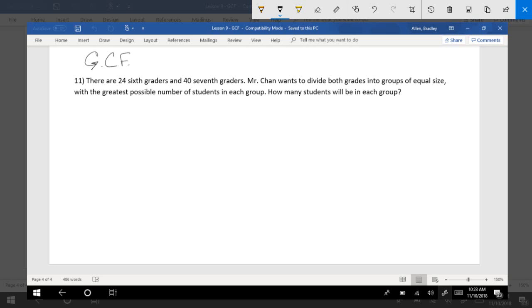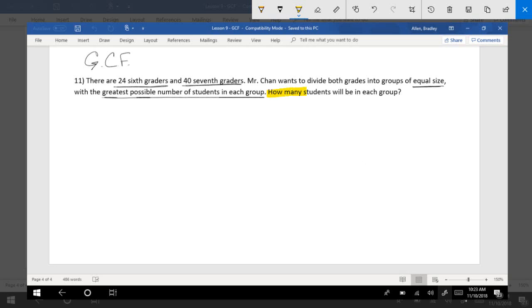I'm going to start by underlining the information that I think is important. Okay, if you want to pause the video and see if you would underline the same information, maybe you want to pause and do that. But that's what I'm going to do first. So I'm going to say there are 24 sixth graders. That's pretty important, right? 40 seventh graders, also very important. Mr. Chan wants to divide both grades into groups of equal size, with the greatest possible number of students in each group. How many students will be in each group?